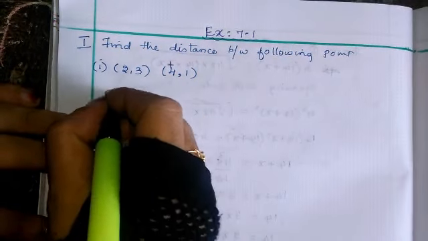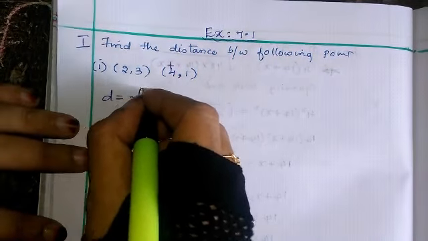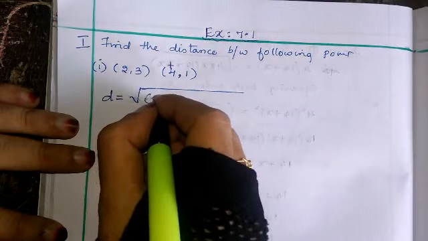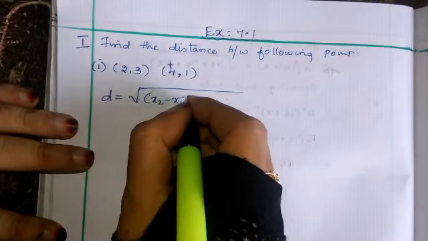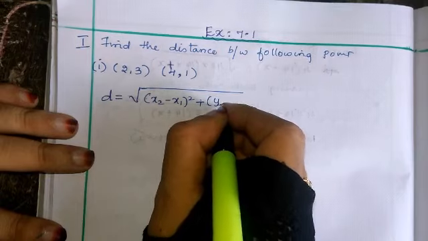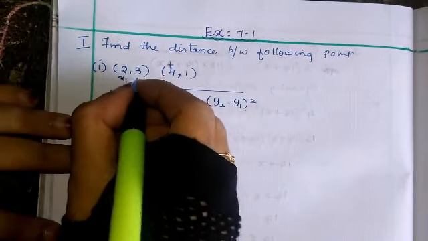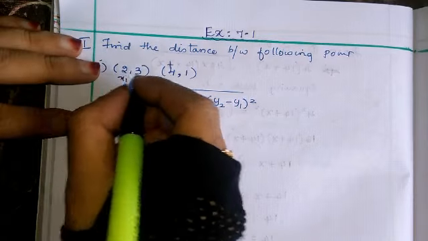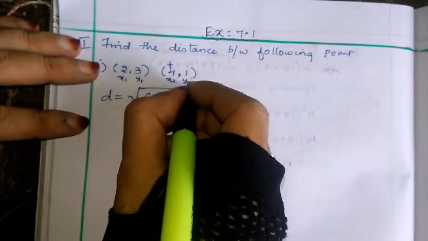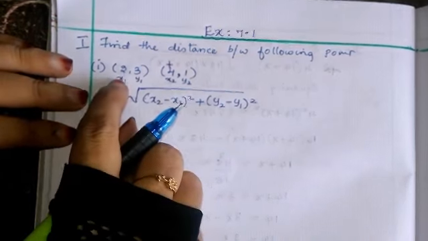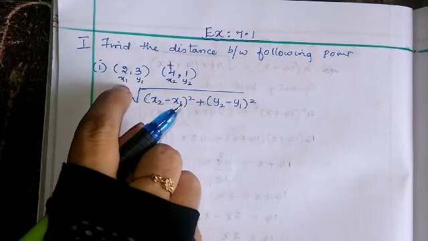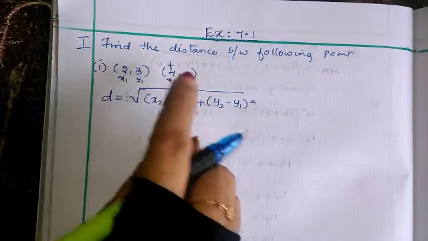We know that D is equal to root of (x2 minus x1) whole square plus (y2 minus y1) whole square. We will consider the first point as x1, y1, and the second point as x2, y2.